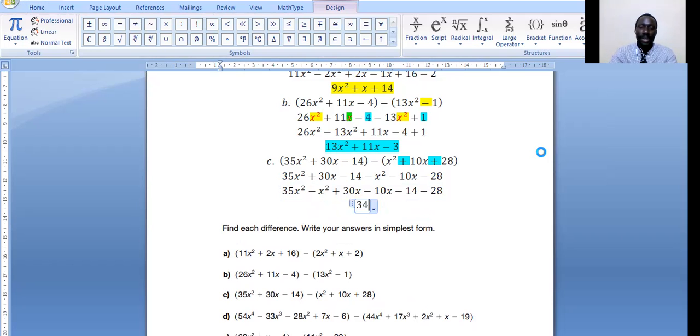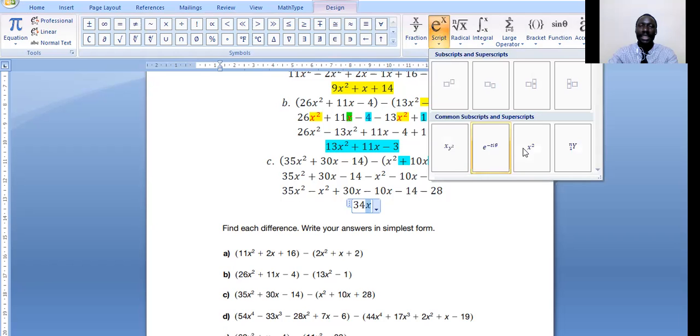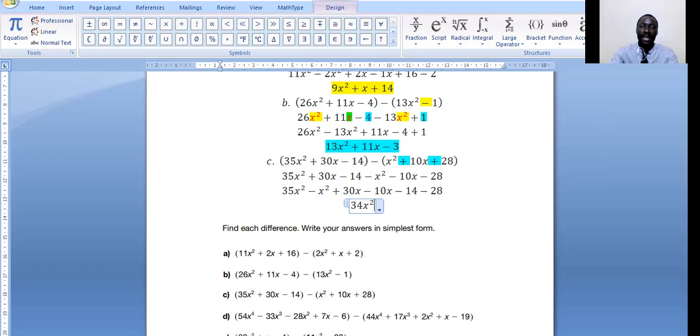That gives us 34. Now we write the x squared. Then we look at the 30, so we will be having 30 minus 10. Now notice that 30 minus 10 is 20. Then we put there the x. Then we will be having minus 14 minus 28.